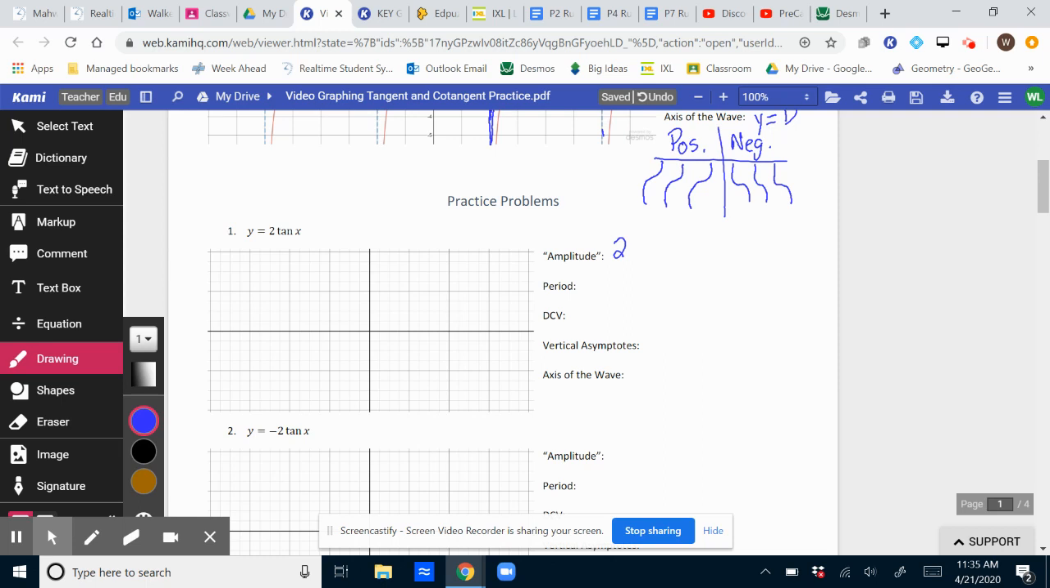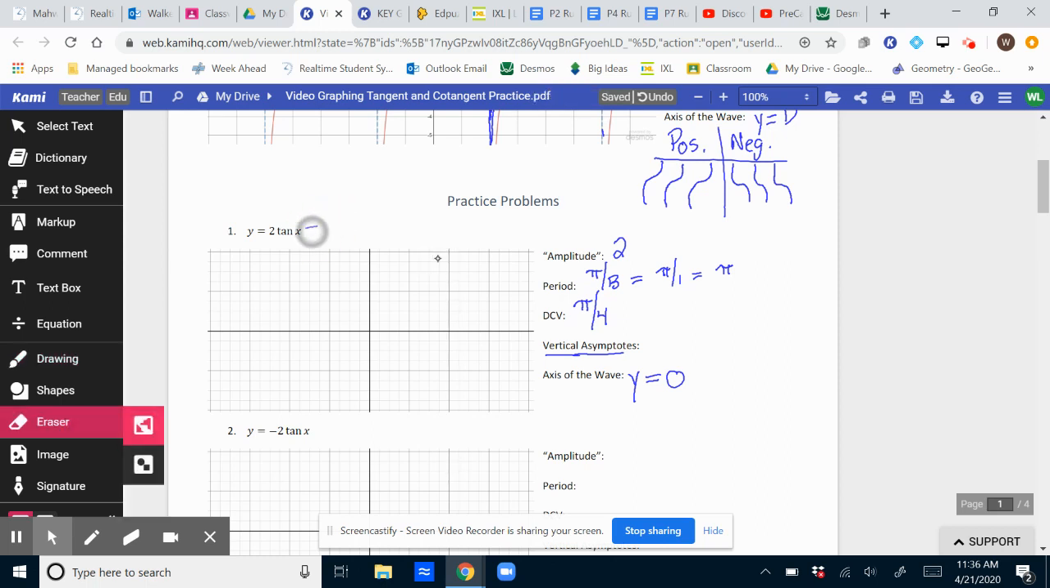All right, the period, remember, it's not 2 pi anymore, it's pi over B. Here B is 1, so the period is just pi. And your dCV, you always take your period divided by 4. Vertical asymptotes, I'm actually going to do after we graph. Okay, but axis of the wave is 0. It's just the number at the end. Really, there's like a plus 0 at the end here.